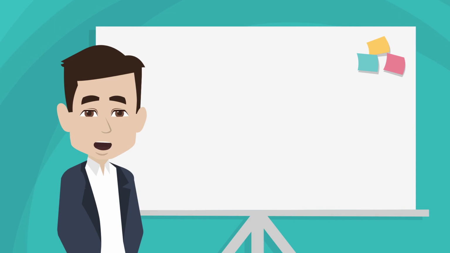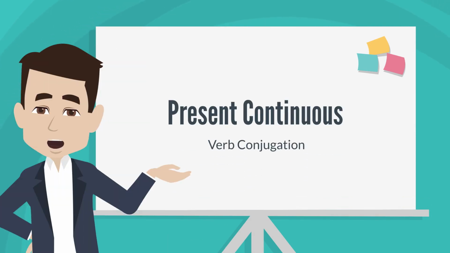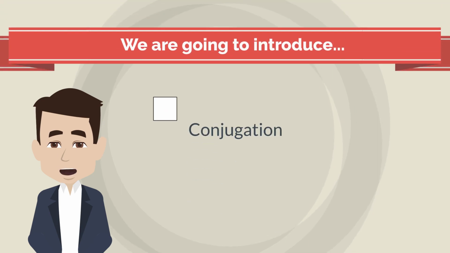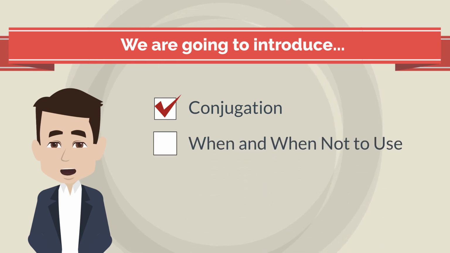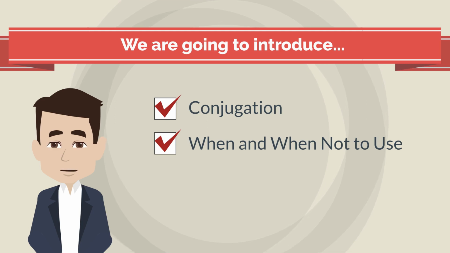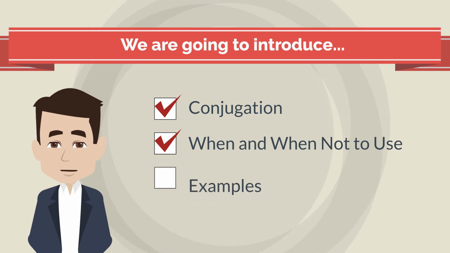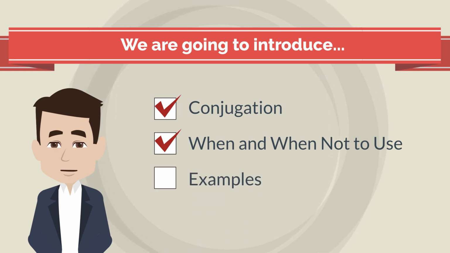Today, we are going to learn about the present continuous verb conjugation in English. First, we are going to look at how to conjugate in the present continuous. Then, we will learn when to use and not use the present continuous tense. Lastly, we will look at several examples to help make sure that you completely understand this very important English conjugation.